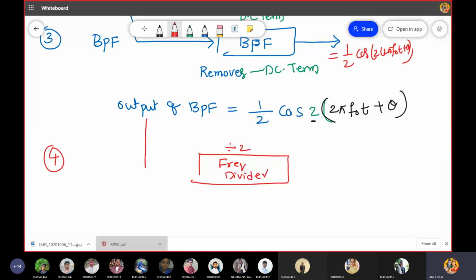So now this output of the band pass filter is given as input to this one. So now what will be the output? Frequency is divided by 2. So what about the frequency here? This one is the frequency, here it is 2 times. Now what will be the frequency if you divide this frequency by 2, then what will be the output? Guys, please tell me. What is the frequency here?